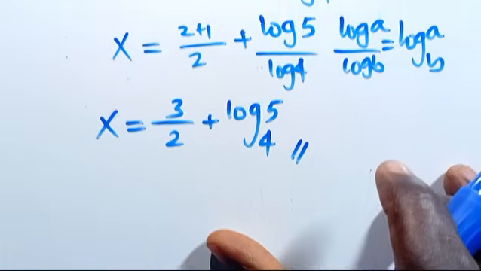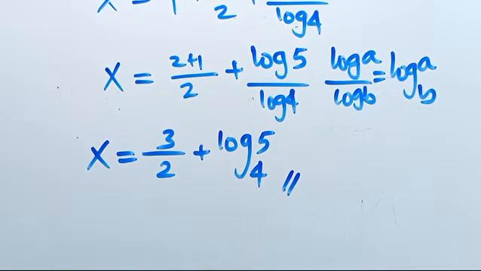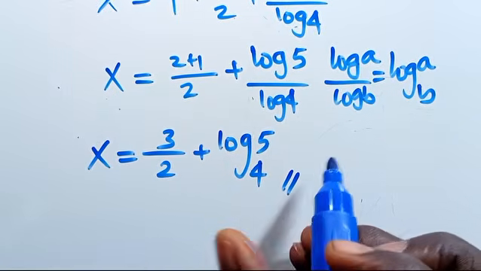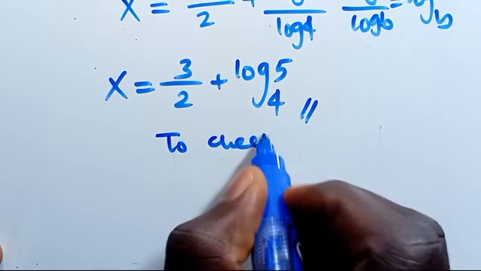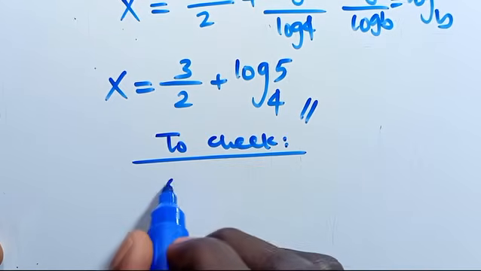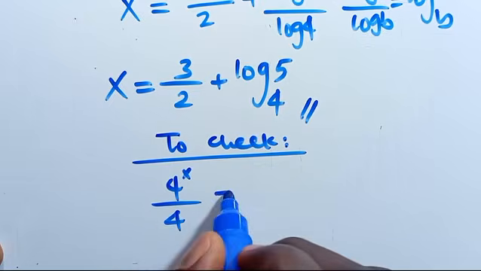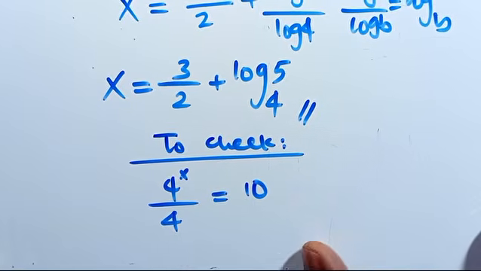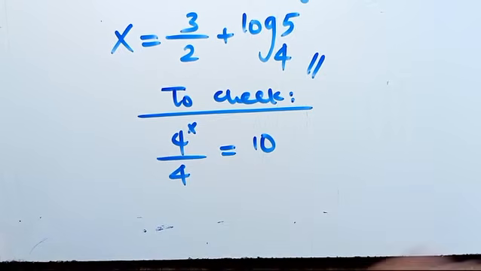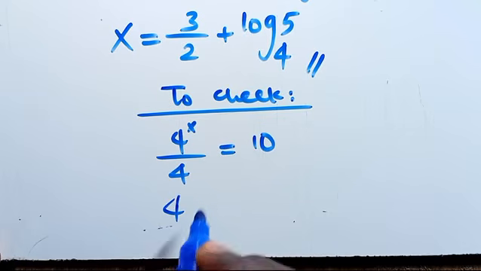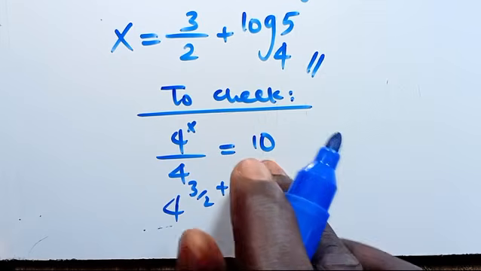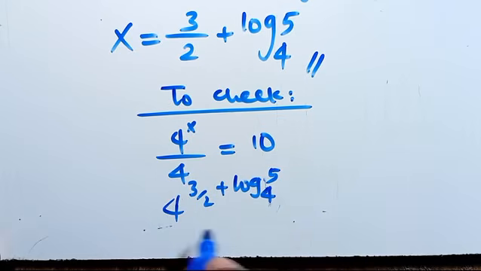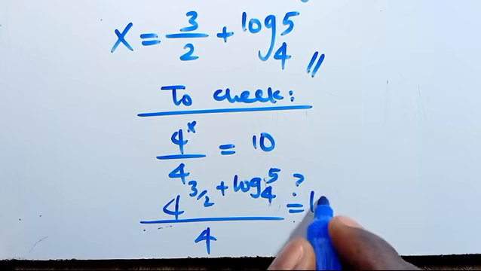Now, to check whether the answer we got is correct or not, 4 to the power of x over 4 equals 10. So from here we have 4 to the power of 3 over 2 plus log 5 in base 4, over 4, is going to give us 10.